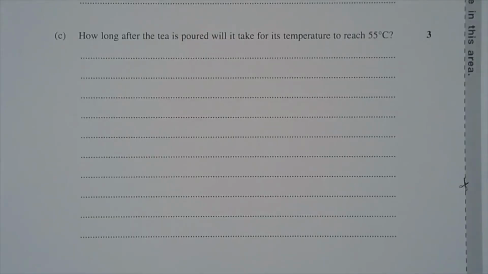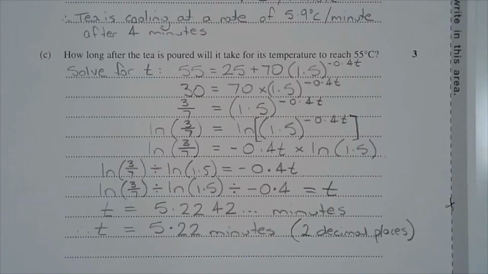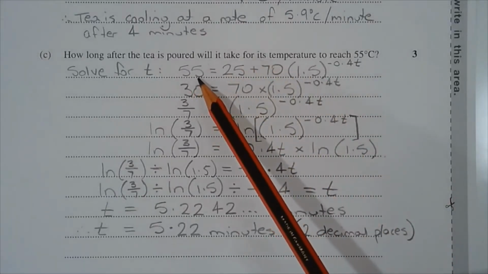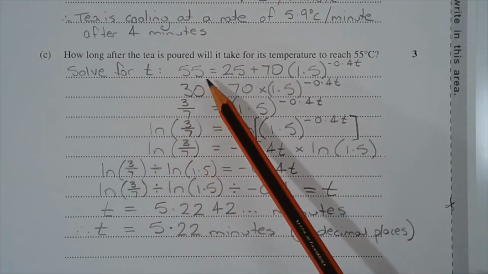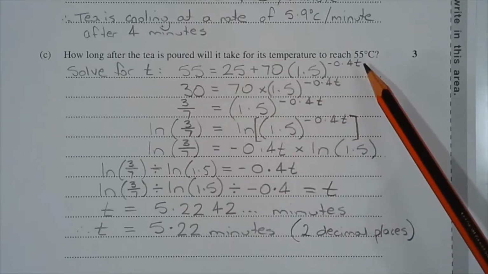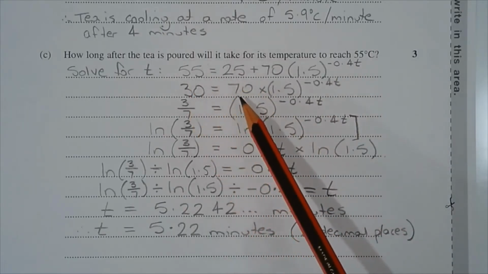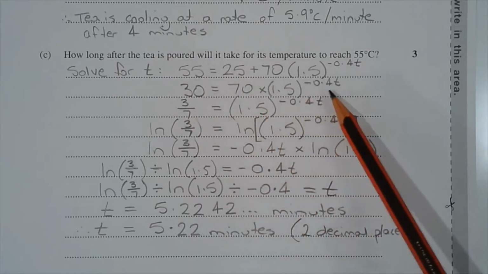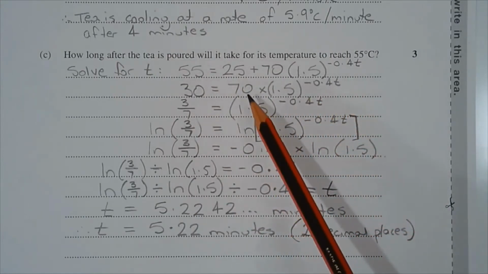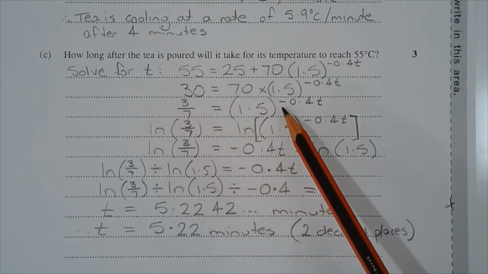Part C. How long after the tea is poured will it take for its temperature to reach 55 degrees Celsius? Let capital T equal 55 and then solve for t the equation 55 equals 25 plus 70 multiplied by 1.5 to the power of negative 0.4t. Subtract 25 from both sides and we get 30 equals 70 multiplied by 1.5 to the power of negative 0.4t. Divide both sides by 70, we get 3 over 7 equals 1.5 to the power of negative 0.4t.